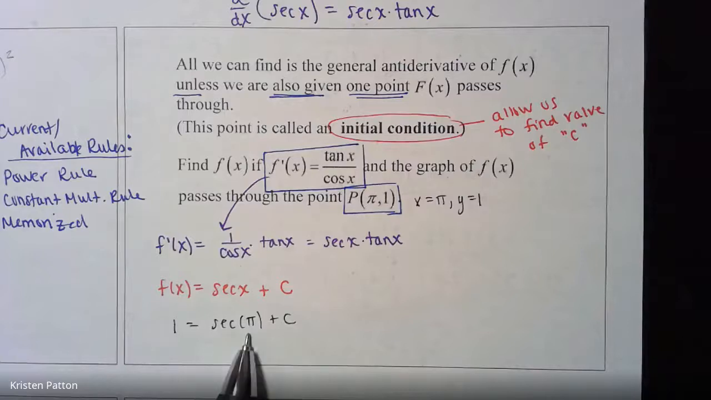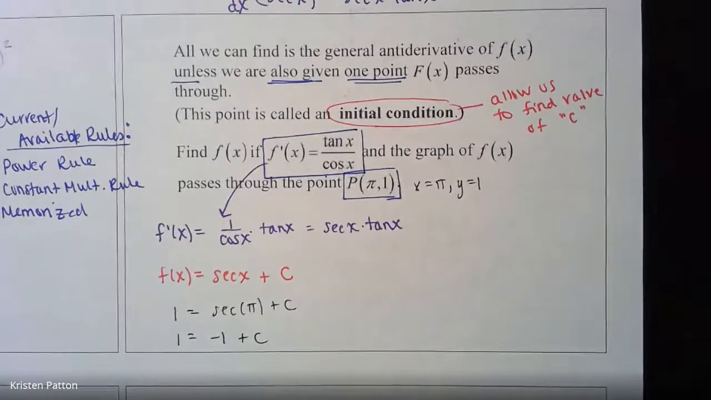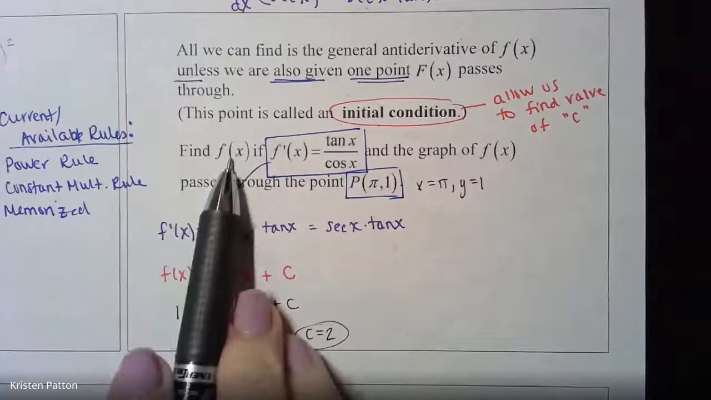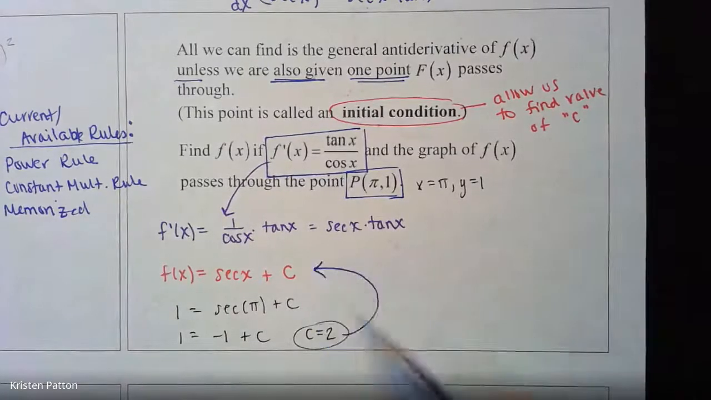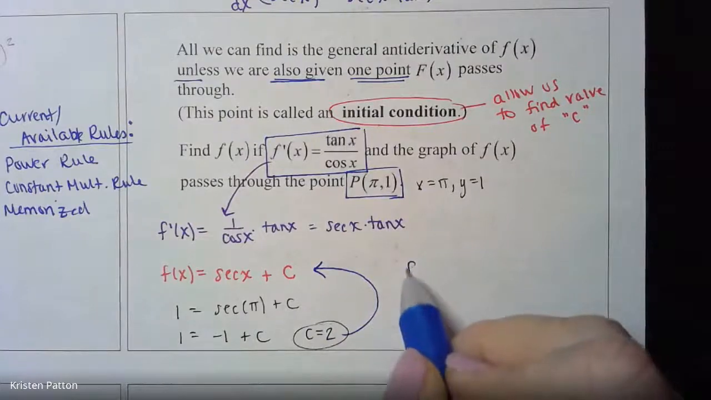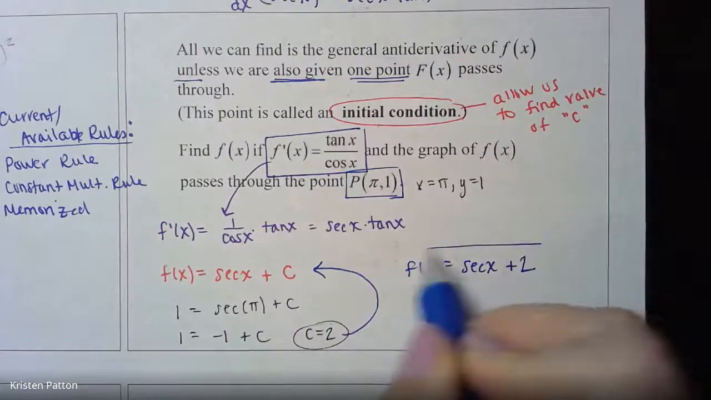Let's see, the secant of pi. Well, the cosine of pi is -1. 1 over -1 is still -1, which means C equals 2. Now, that's not my answer. They didn't say find C. They said find f of x, which step right back up there. And we can now say f of x equals secant x plus 2.